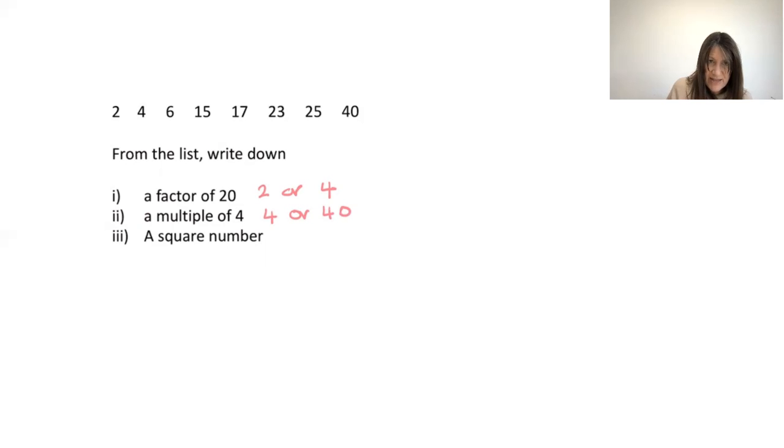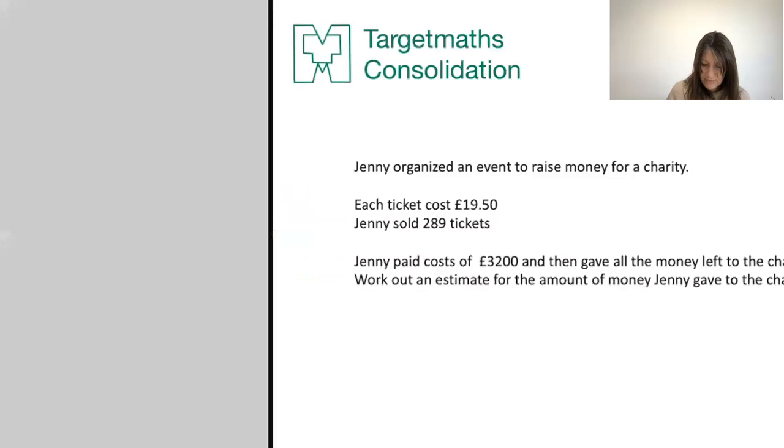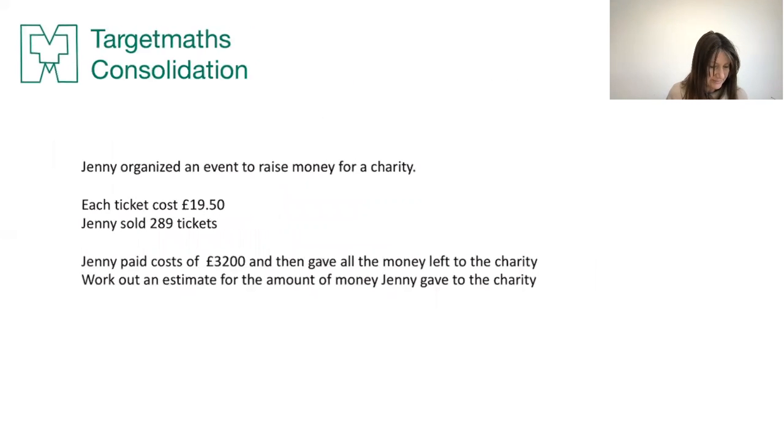And our square number in that list is 25, because 5 times 5 is 25. Okay. Next question. Again, read through and then press play when you're ready.